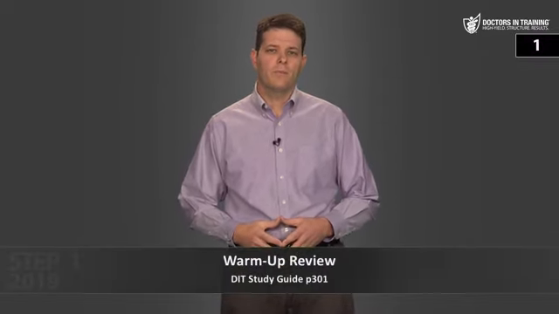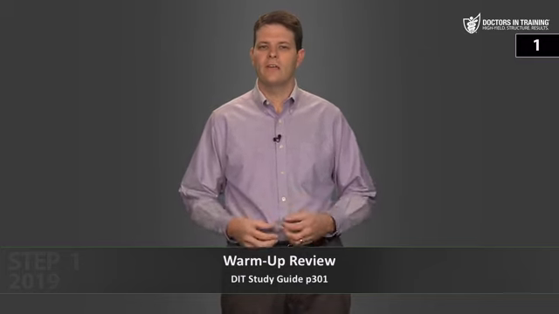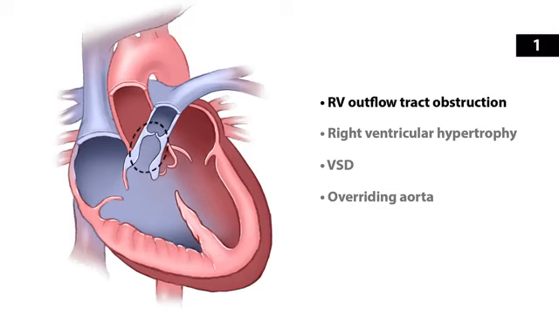This is the warm-up for Reproduction 16. First question, what are the defects in tetralogy of Fallot? So you have pulmonary valvular stenosis, right ventricular hypertrophy, a VSD, and an overriding aorta. The opening of the aortic valve kind of sits right over the VSD.